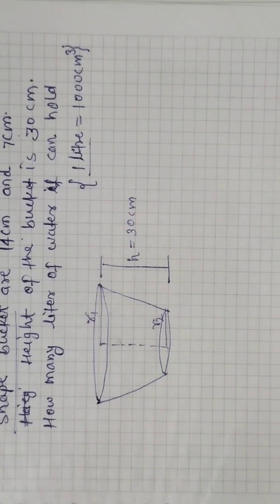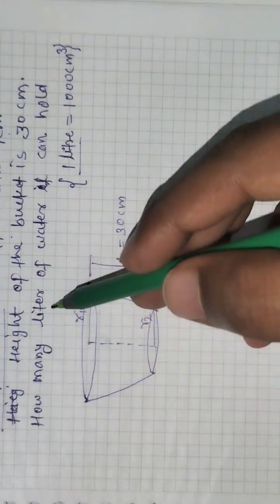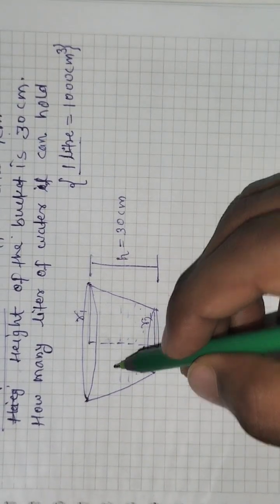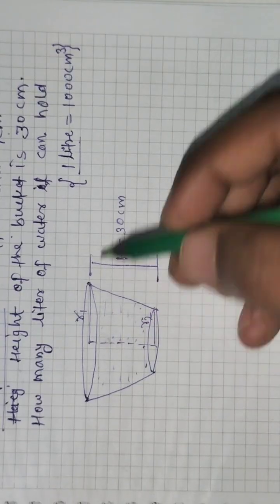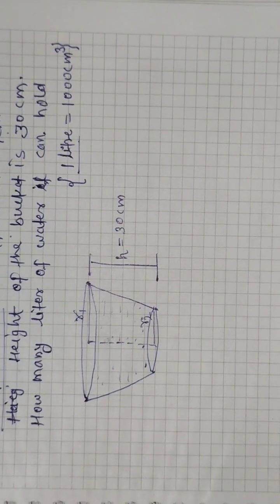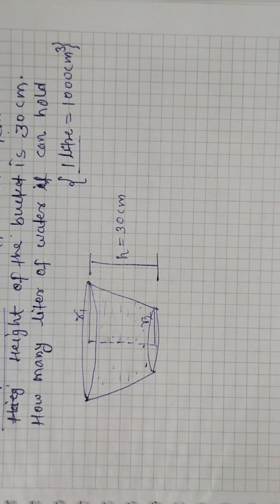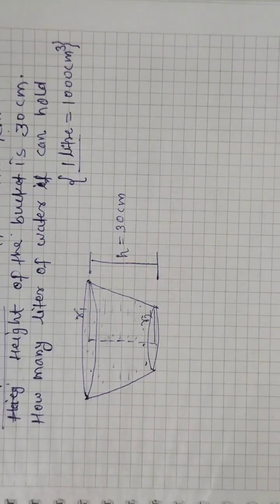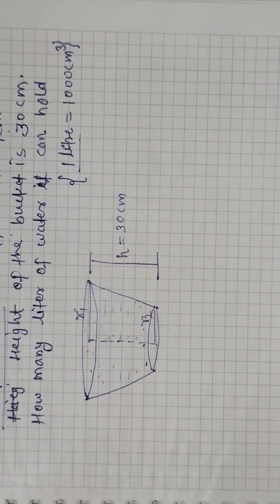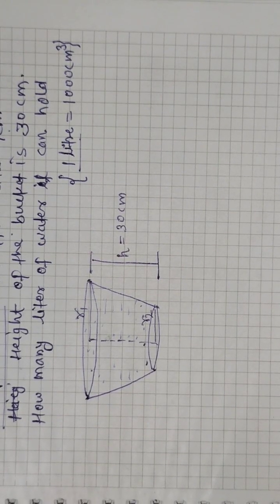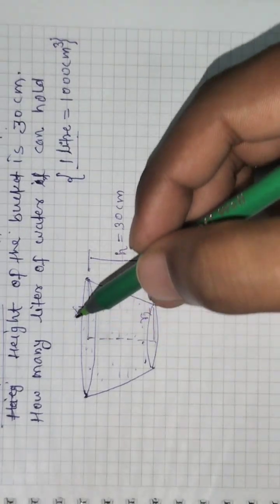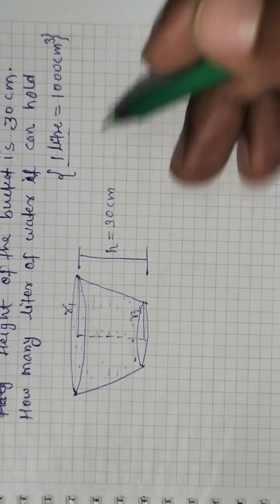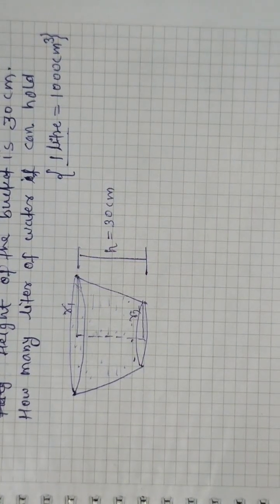So the question is asking how many liters of water it can hold. If we fill water here, the question is asking how many liters of water the bucket can hold. As the question is asking about the volume, we need to calculate the volume of this shape. And let's see how to calculate the volume of this shape.